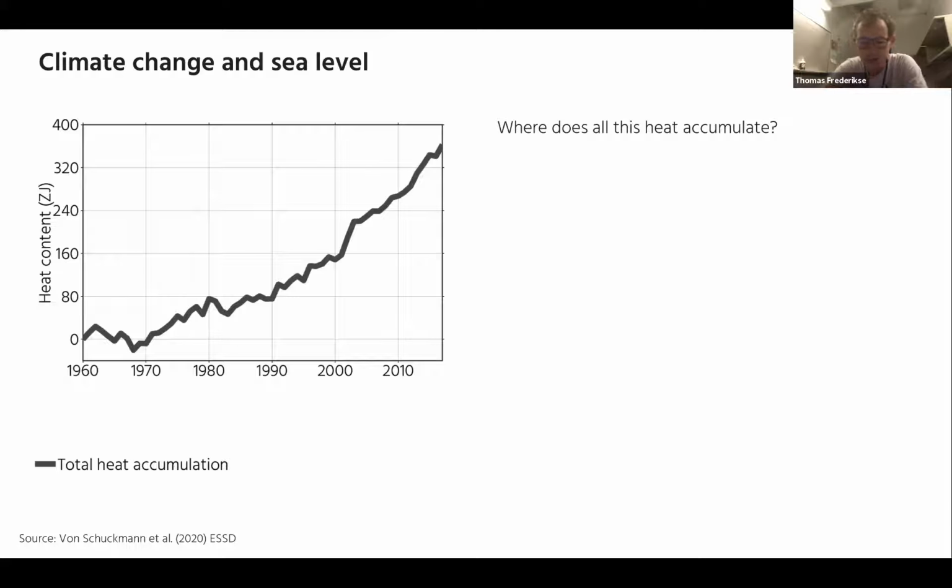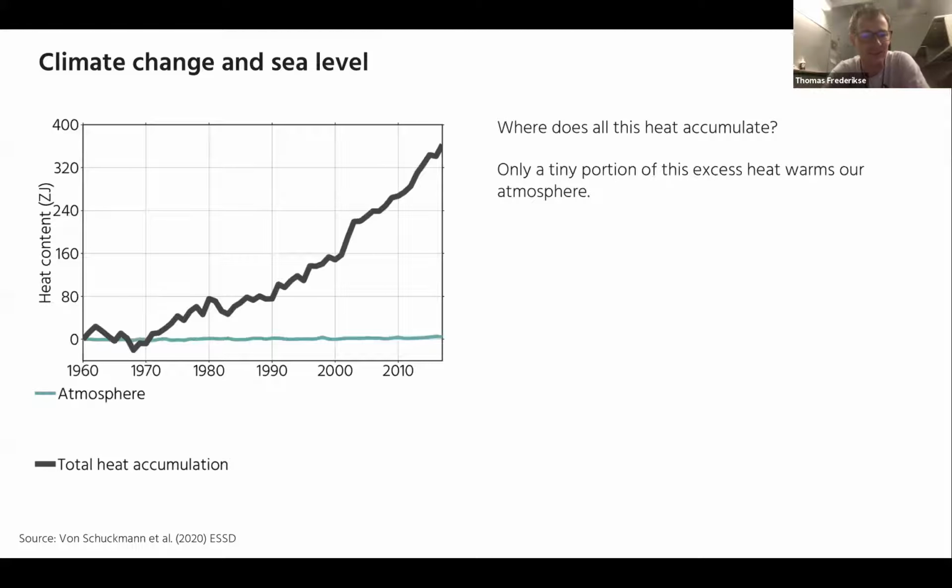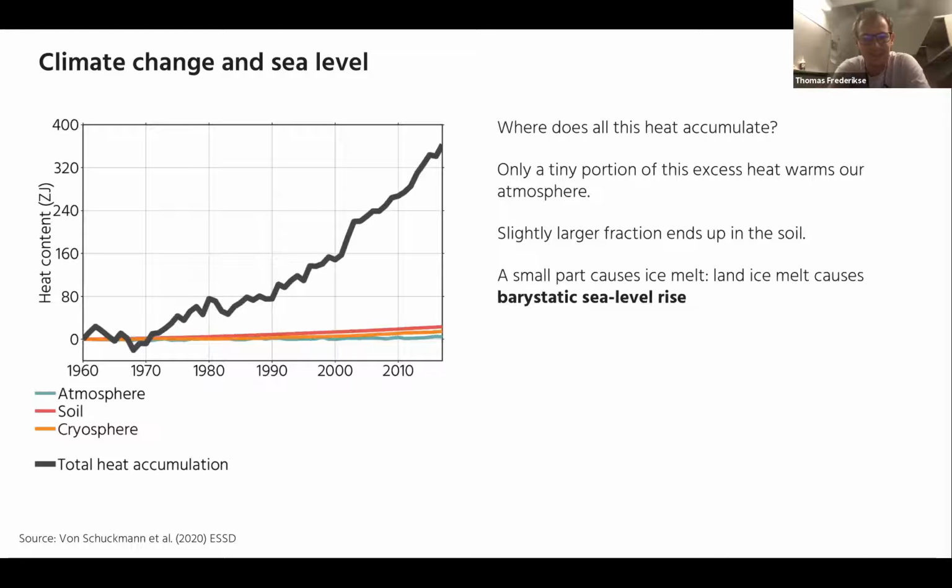zettajoules. And only a very small fraction of that is actually going into the atmosphere, causing the surface temperatures to change. And there's also a small fraction that heats the soil. And there's a fraction, of course, that causes land ice and sea ice to melt, like latent heat. And when the ice that melts is on land, it generally flows into the sea and causes what we call barystatic sea level rise.